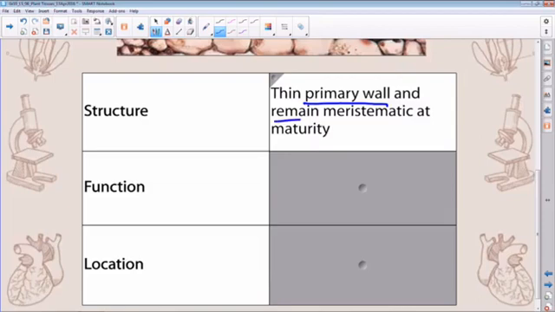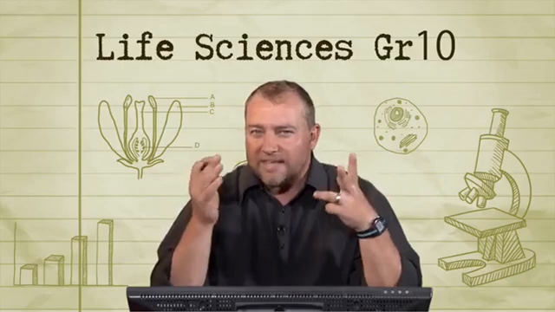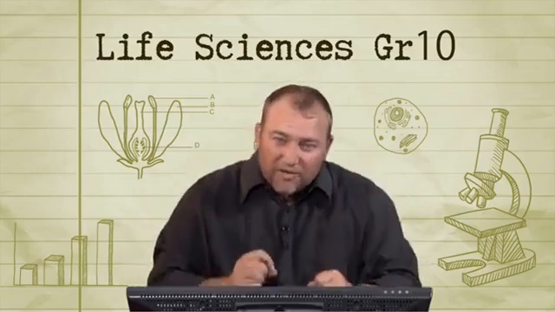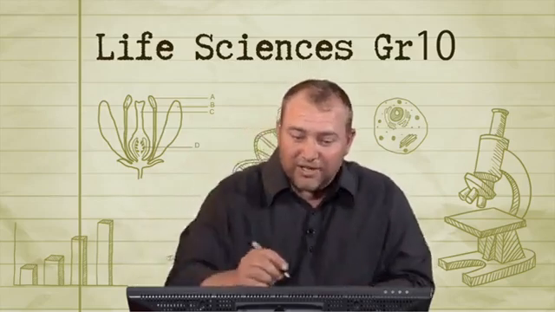Remains meristematic at maturity. In other words, it reproduces very quickly. Meristematic at its stage. It doesn't differentiate. It doesn't go into a xylem tissue. It doesn't go into phloem or epidermal tissue or endodermal tissue, right? And you're going to learn about things like the cambium, the cork cambium and that type of thing, which is very, very important. Let's have a look at its function here.